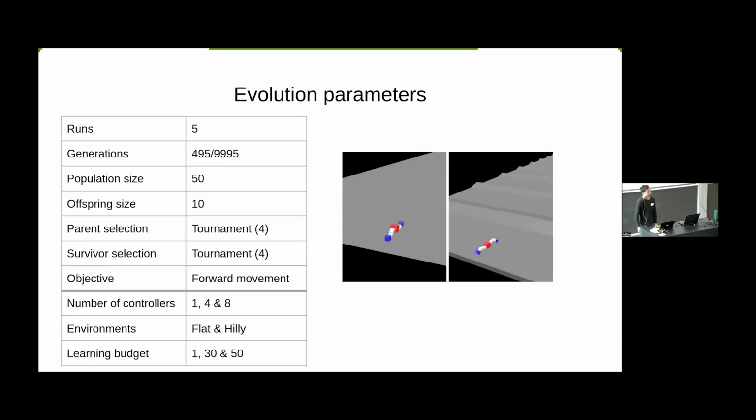And an overview of the evolution parameters. The most important ones here is that there are 2 environments. One is the flat environment, which in my case is the easy environment, and the hilly environment, which is the more challenging environment. There are 3 learning budgets, which is 1, which is basically no learning, and 30 and 50. So 30 learning trials or 50 learning trials. And the objective is just forward movement. So the fitness function is just move as far as possible.